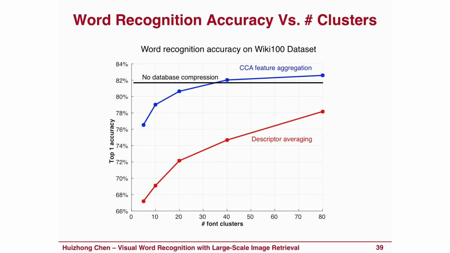We return to the previous word retrieval experiment on Wiki 100 dataset. As illustrated by this plot, CCA feature aggregation offers a remarkably improved performance compared to the descriptor averaging approach. It is also interesting to note that when sufficiently many clusters are used, the CCA feature aggregation scheme even outperforms the original no database compression scheme, because feature aggregation adds extra robustness to the database features.